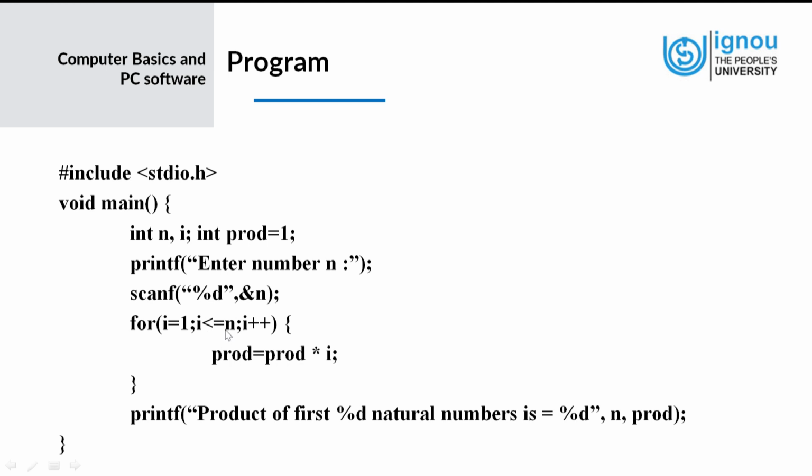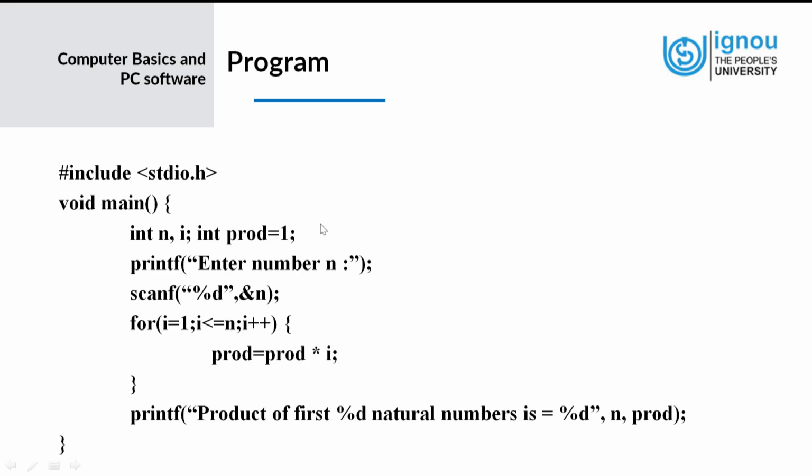Suppose the value of n is 5. Then this particular loop will be executed 5 times. And it will be multiplying the value into the product, which was initialized to 1. Remember, when you are multiplying, you are initializing to 1. Otherwise, the product will become 0 and will always remain 0.